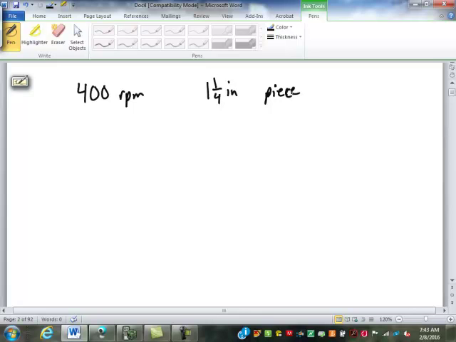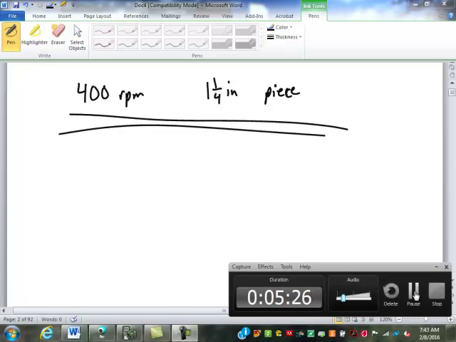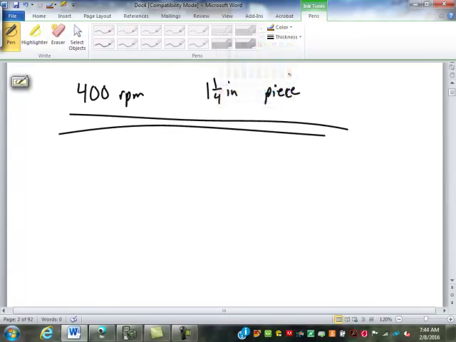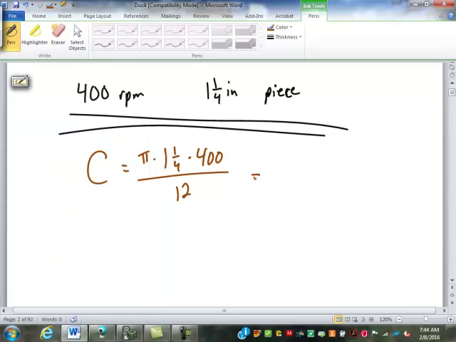So in your notes, find the surface cutting speed, 400 RPMs on a 1 1/4 inch piece. So we'll set this up. Our surface cutting speed will be pi times 1 1/4 times 400 divided by 12. 131, very good.